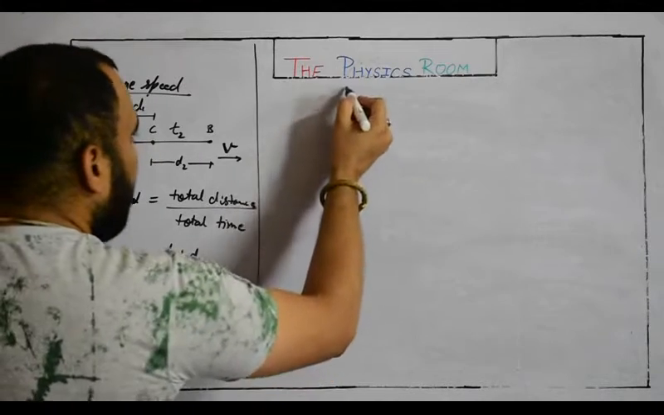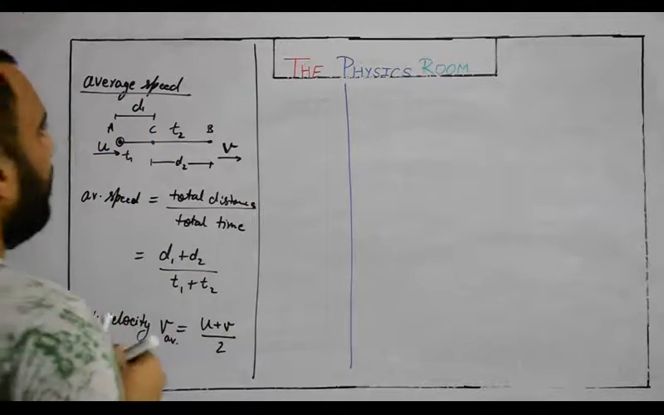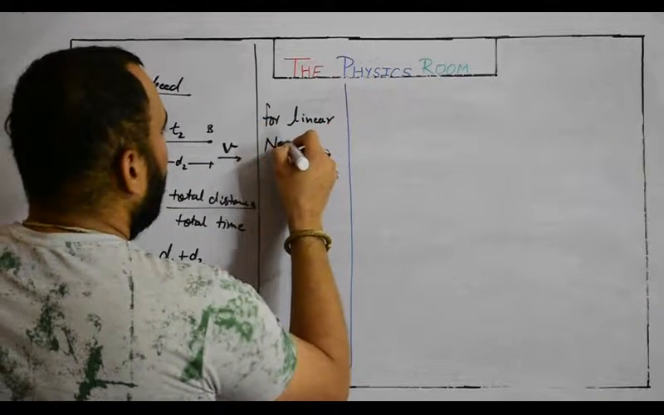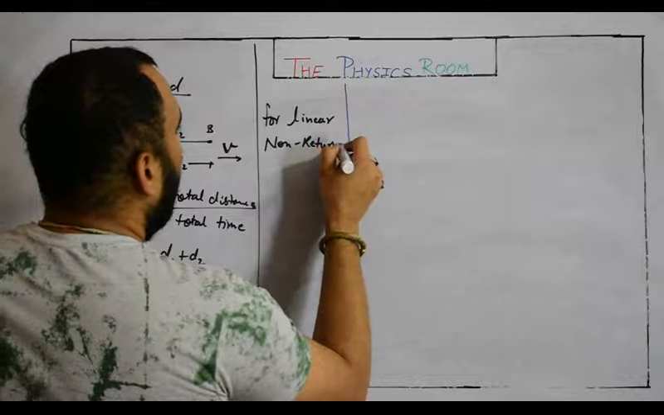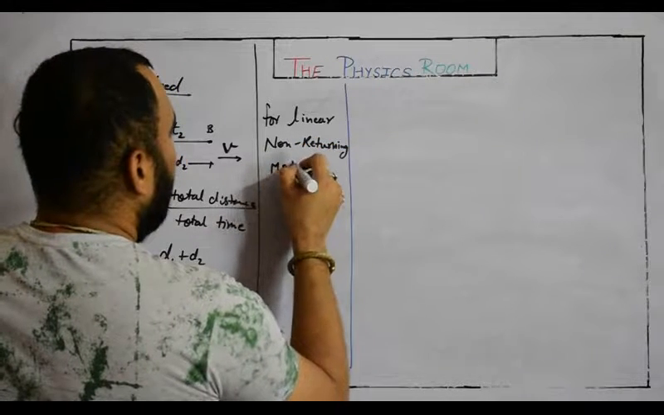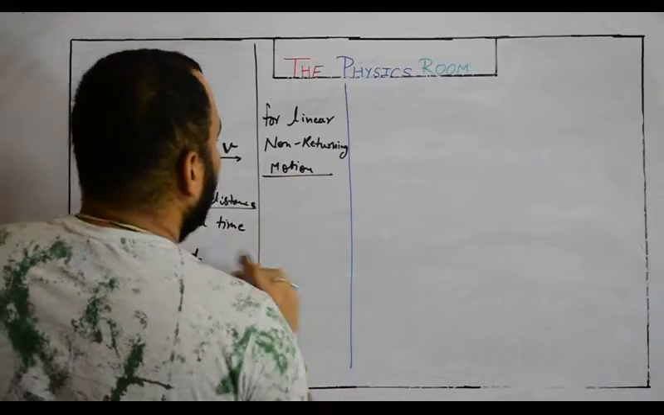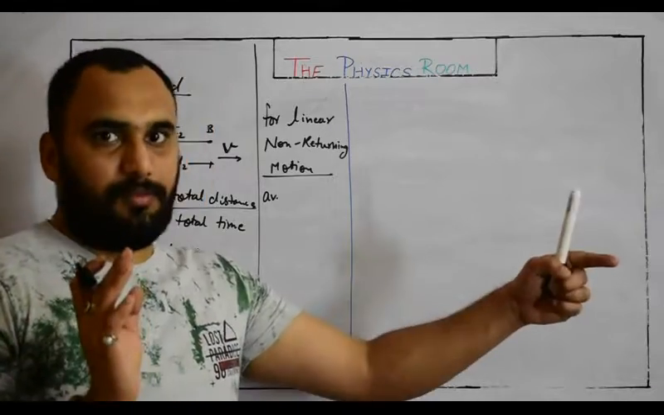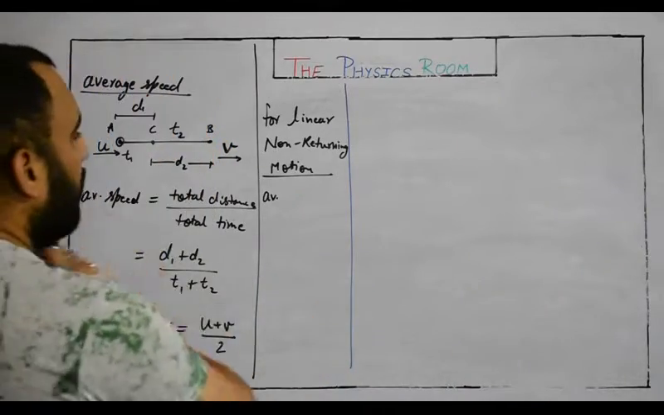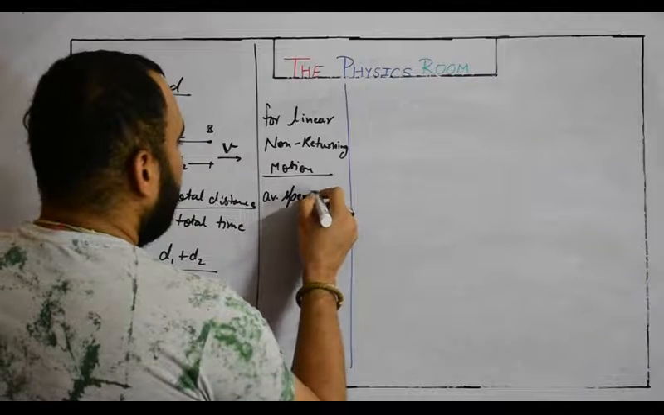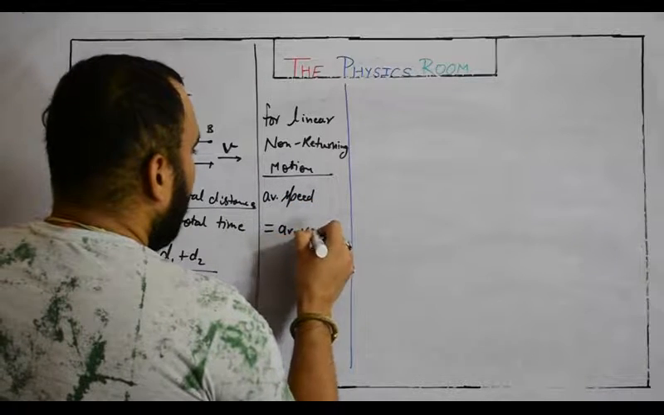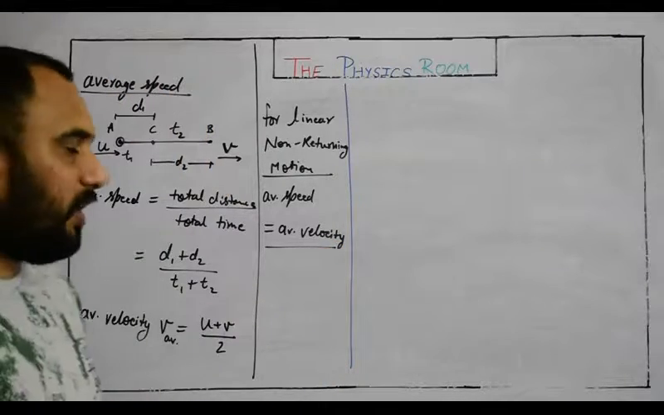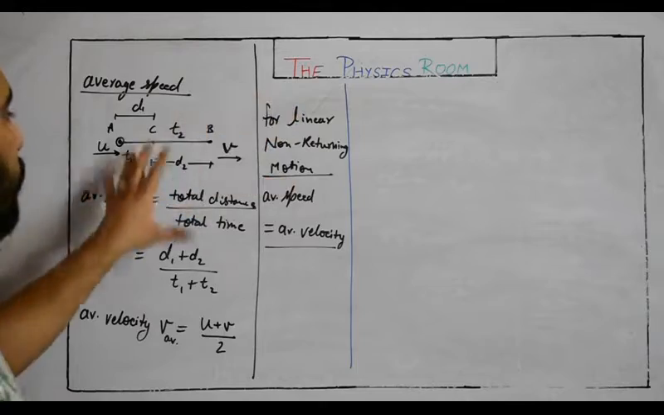So you can say for linear non-returning motion, at that moment the entire journey has been traveled in one slot, not in fractions. So at that time the total distance traveled, the average speed will become equal to the average velocity. We are going to use this relation during the equations of motion. Okay, so you need to focus on these two major points.